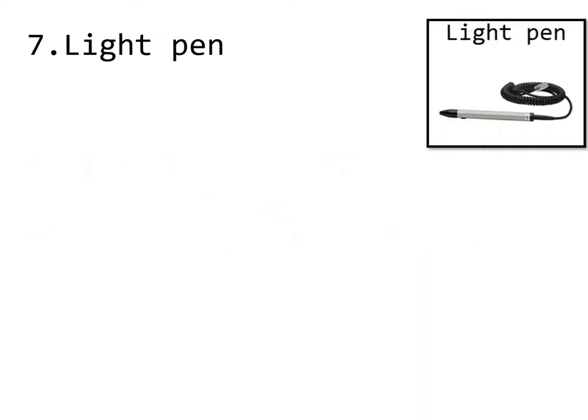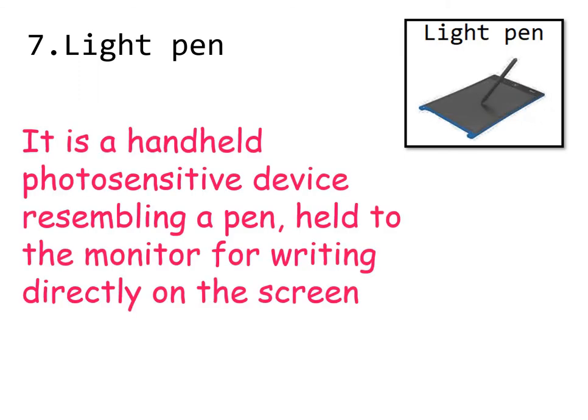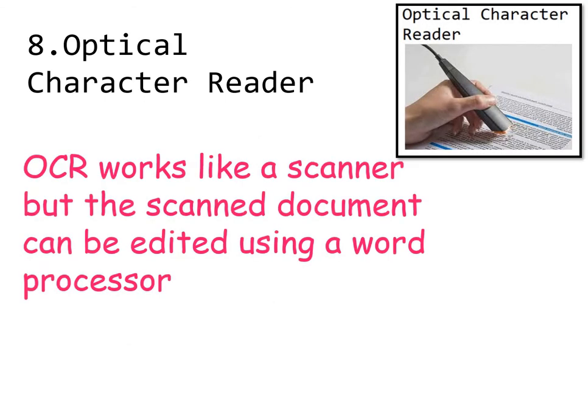Light pen. It is a handheld photosensitive device resembling a pen held to the monitor for writing directly on the screen. It is hard to use and also not accurate. Optical character reader. OCR works like a scanner, but the scanned document can be edited using a word processor.